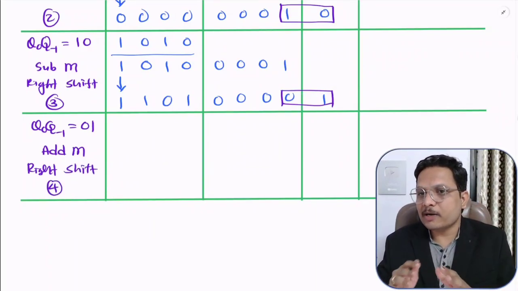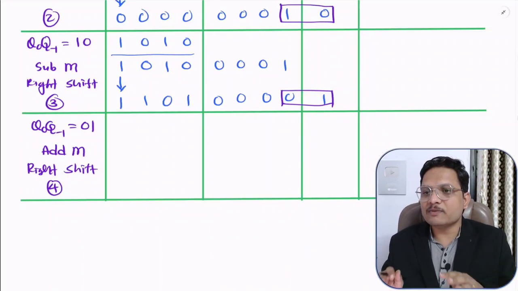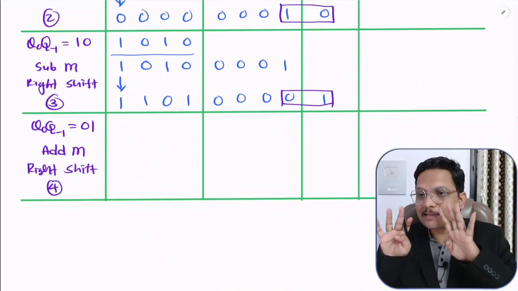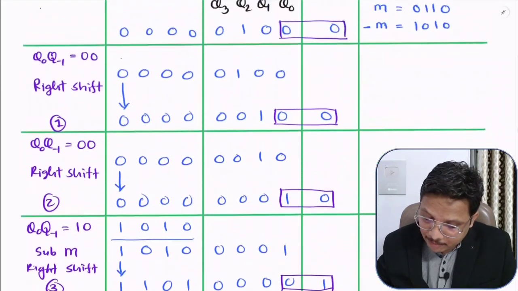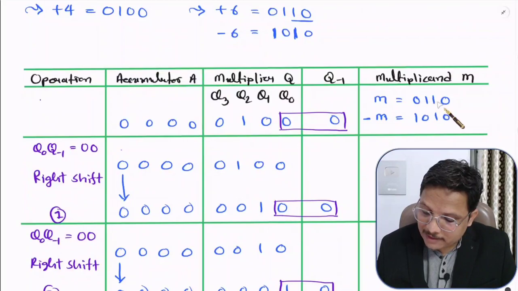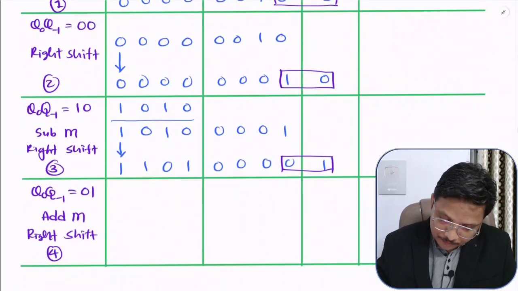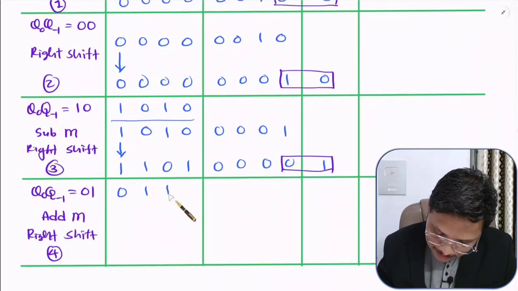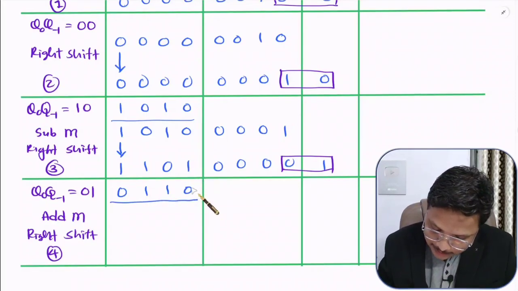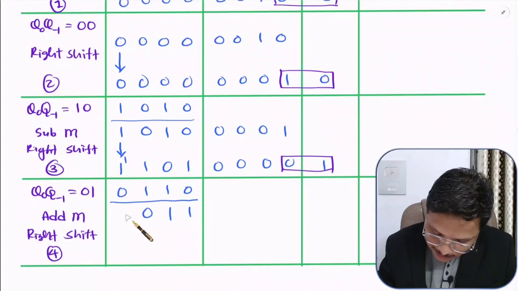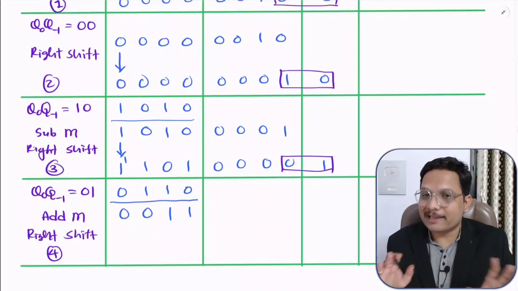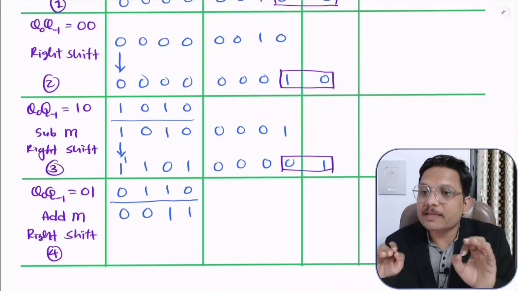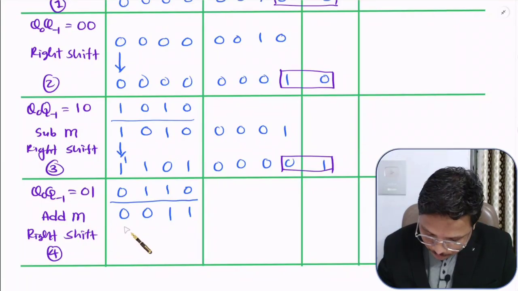After the fourth step, I don't need to repeat these steps, right? Why? The reason is we are multiplying two 4-bit numbers. So add M, that I need to do. What is M? M is 0, 1, 1, 0, you see. So 0, 1, 1, 0, that I need to add. 1 plus 0 is 1, 0 plus 1 is 1, 1 plus 1 is 0 carry 1, 1 plus 1 is 0 carry 1. But see, the MSB's carry, that we need to neglect, right?